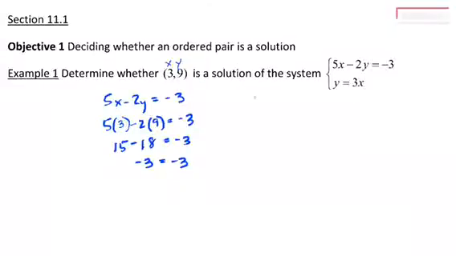So our second equation is y equals 3 times x. I'm going to take the 3 and put it in for x. I'm going to take the 9 and put it in for y. So I've got 9 equals 3 times 3. 9 equals 9. And because both of these are true statements, (3, 9) is a solution.